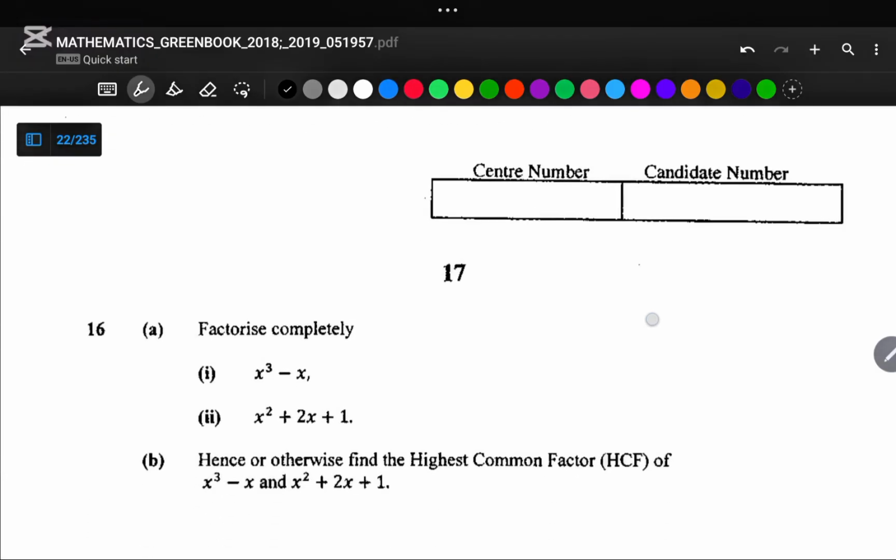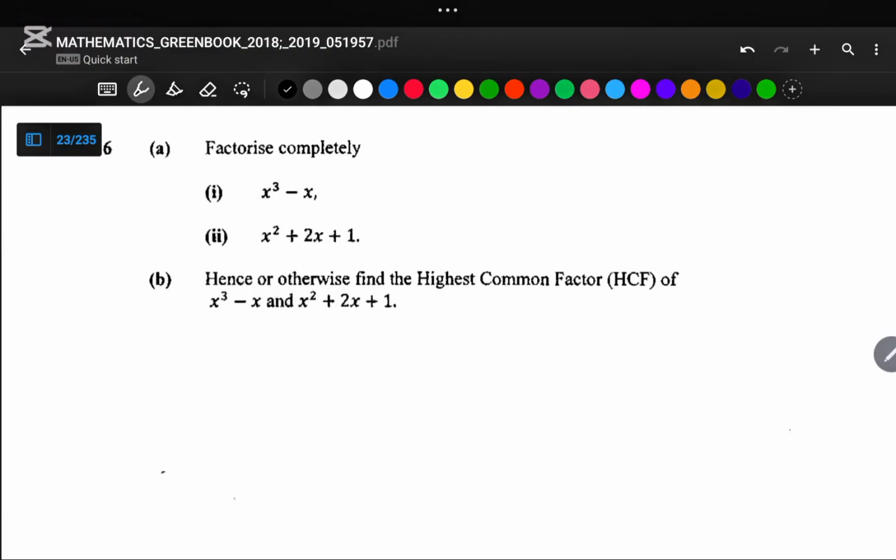And let us move on to number 16. Number 16 says factorize completely x cubed minus x. So you're going to factorize x cubed minus x. x is a common factor here, so you can factor it out. So it is now x, a factor of x squared minus 1. But you can also factorize it further, because x squared minus 1 is a difference of two squares, since 1 is a square number. So it is now x, a factor of x minus 1, x plus 1. And we have managed to factorize completely.